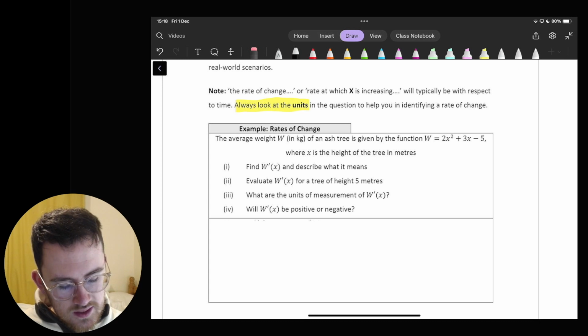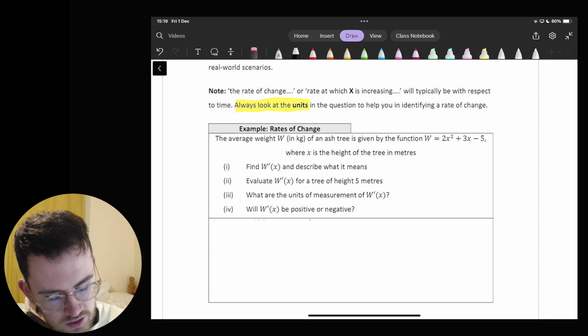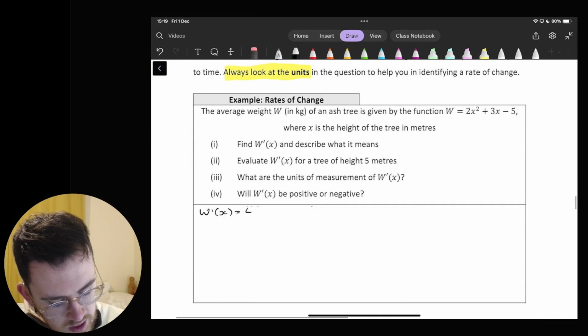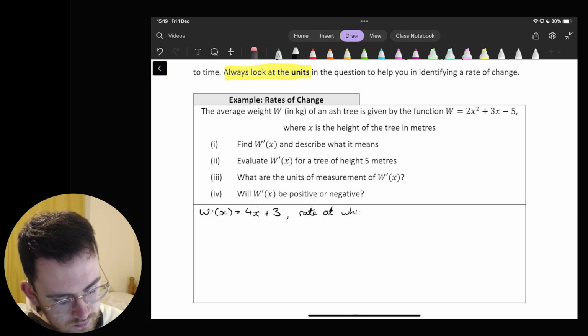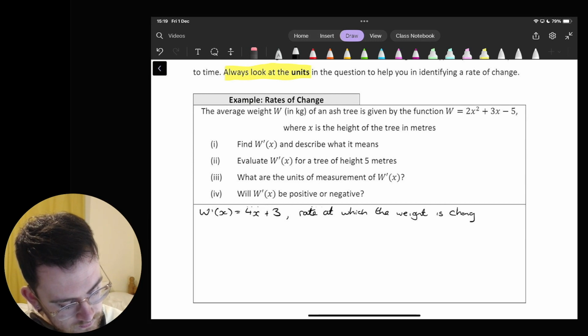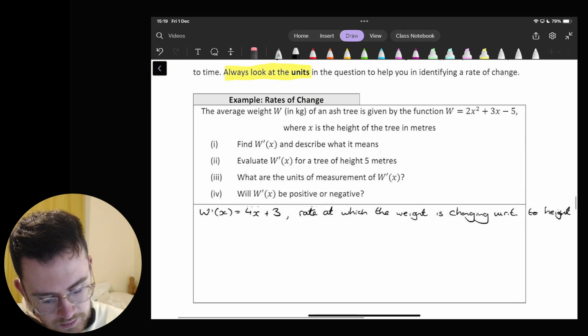So the average weight of an ash tree is given by this function, where x is the height of the tree in meters. We're asked to first of all find the first derivative. So let's just go ahead and do that. We're differentiating this function up the top. That's going to give me 4x plus 3. To describe what it means, it's the rate at which the weight is changing with respect to height. Okay, there's nothing really different there, and in fact we probably have written that answer to questions before. We're just now making it a little bit more explicit as to what we mean by all of that.